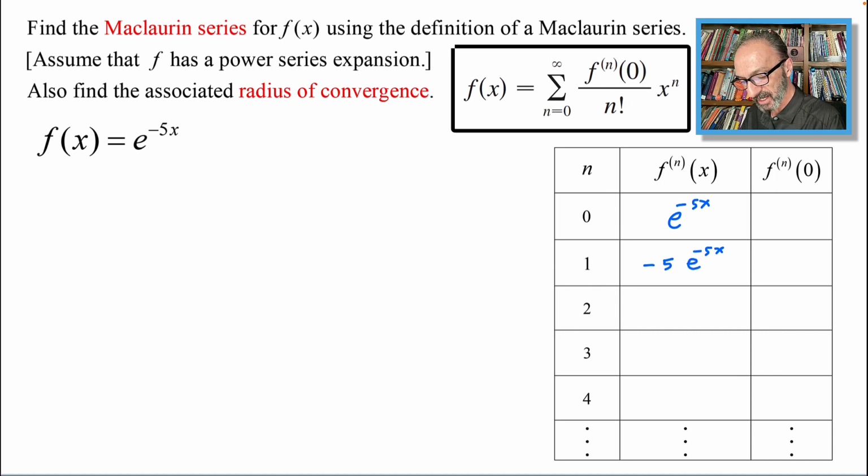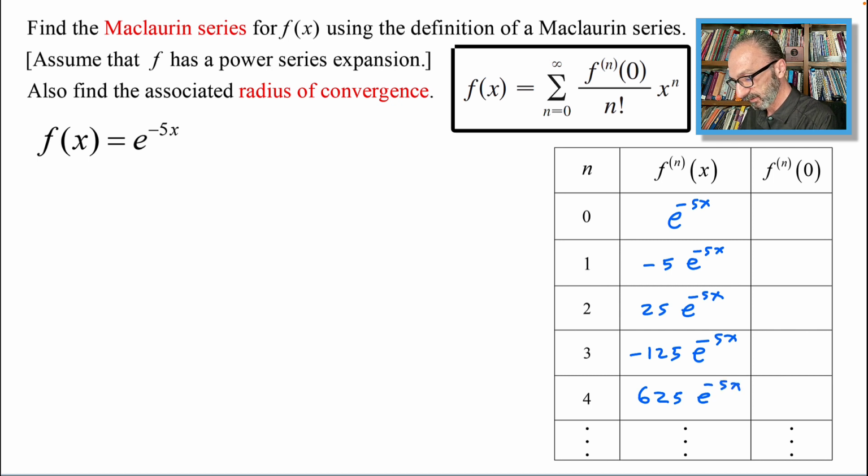Finding the derivative of that will give me the second derivative, and that will give me positive 25, because negative 5 is going to go down, times negative 5 up front will make it positive 25 e to the power minus 5x. Finding the derivative again, that will give me minus 125 e to the minus 5x. Again, one more time, that will give me a positive 625 e to the power minus 5x.